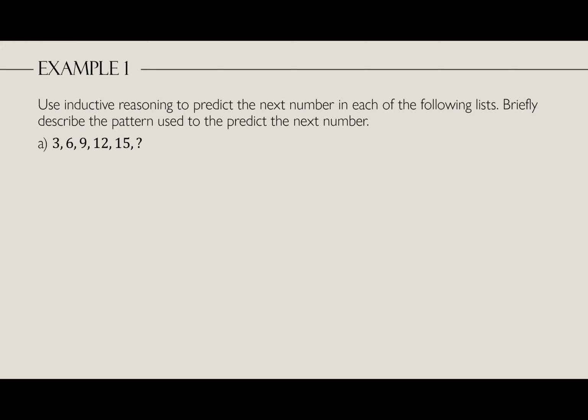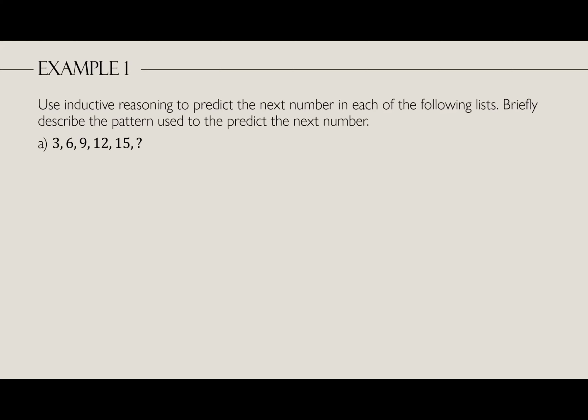And then we're going to briefly describe the pattern used to predict that next number. So here I have a list for part A: 3, 6, 9, 12, 15, and I want to figure out what's next. Looking at this, you can probably already make a guess. If I look at this list from the very beginning, I'm going from 3 to 6, 6 to 9, 9 to 12, and 12 to 15.